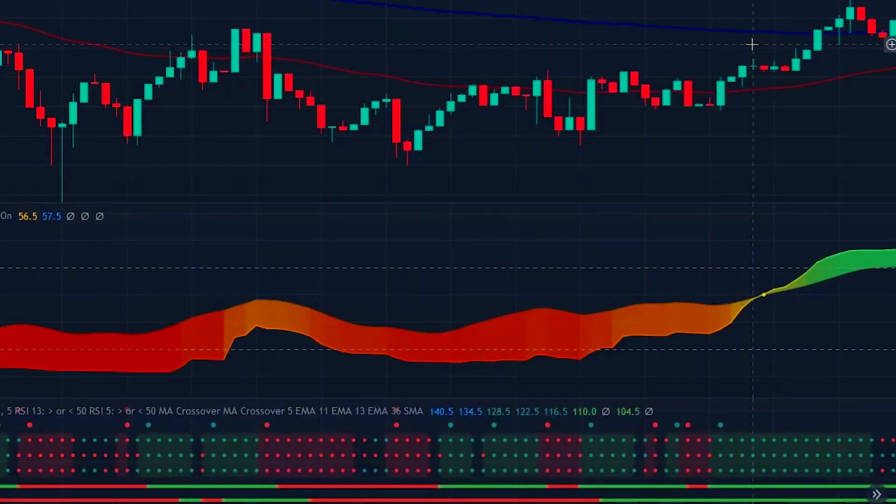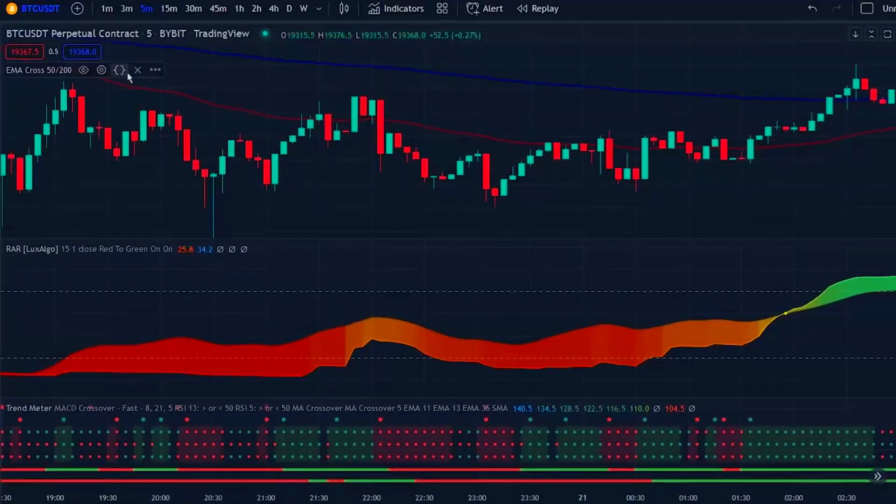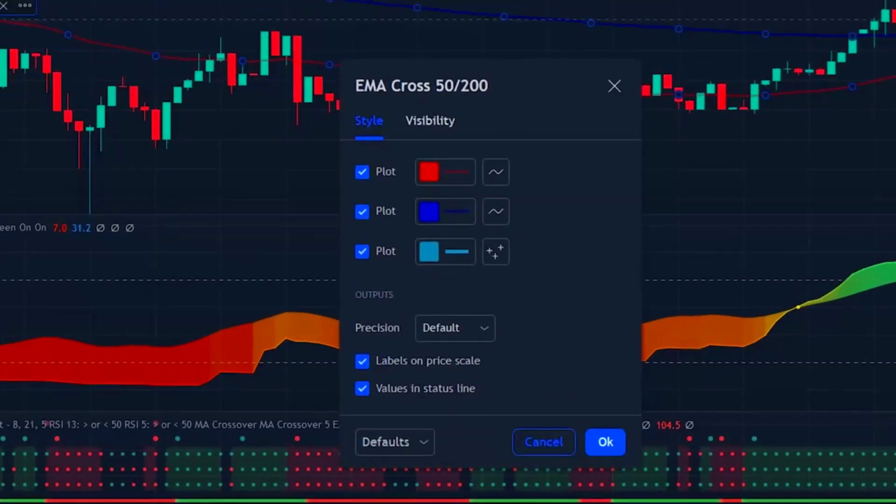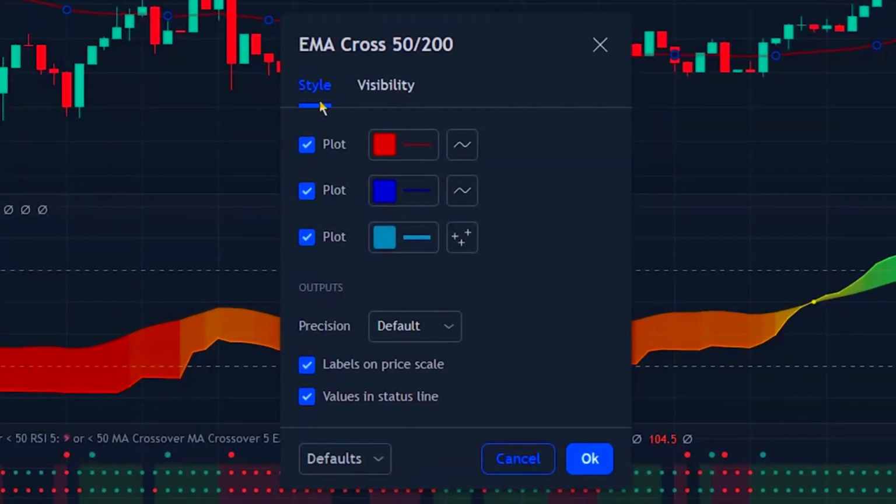Let's now change the indicator settings to make sure the indicators will perform well. First, head over to the EMA settings. Now head over to the Style tab. We will be changing the color of both lines.